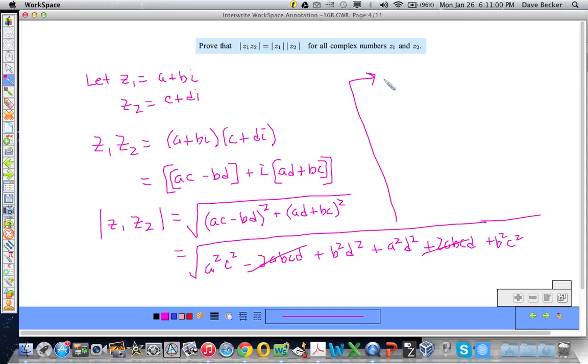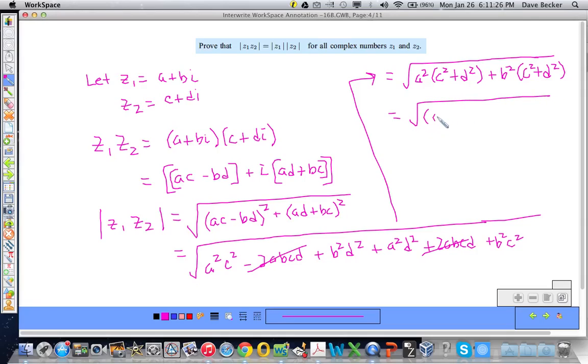Okay, then I'm going to have to move up here. Sorry, ran out of room. So this equals the square root of a squared times (c squared plus d squared), with a little bit of factoring, algebraic manipulation, plus b squared times (c squared plus d squared). Now the common factor is c squared plus d squared. So we're left with the square root of (a squared plus b squared) times (c squared plus d squared).